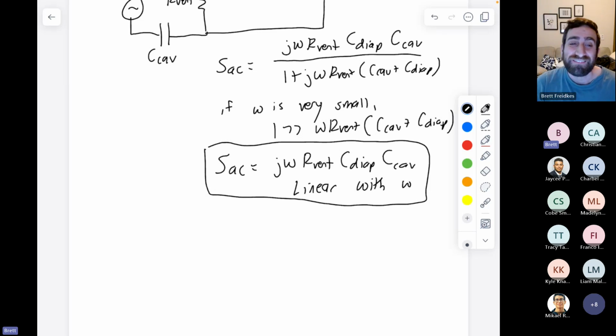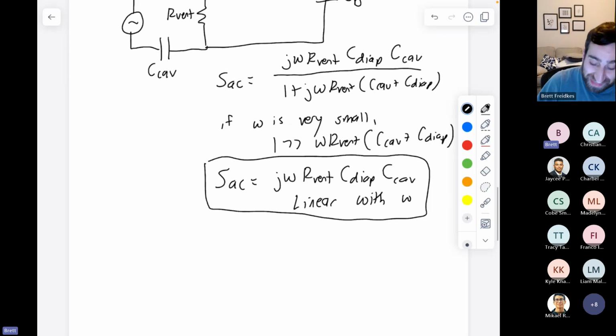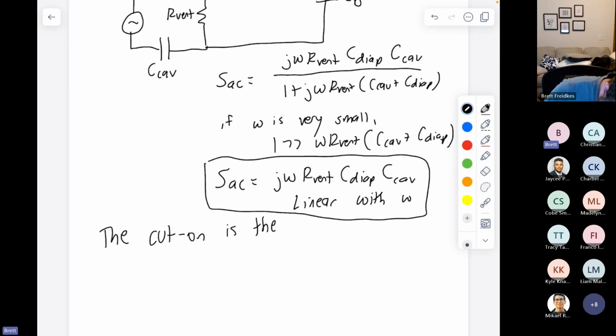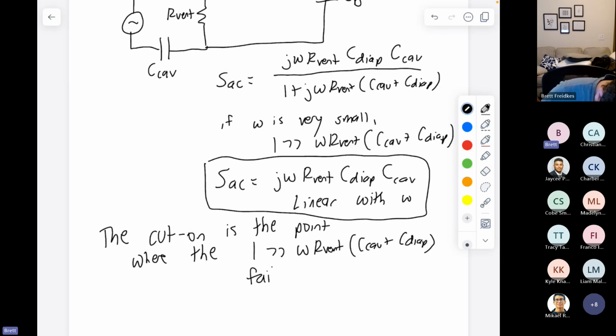So the thing that we want to look at next is what that cut-on frequency is, so we know what the beginning of our bandwidth is. The cut-on is the point where the assumption that 1 is much greater than omega fails.